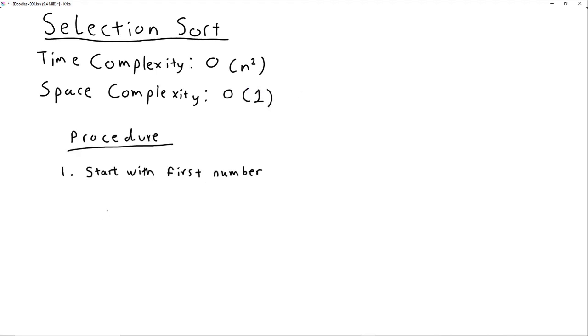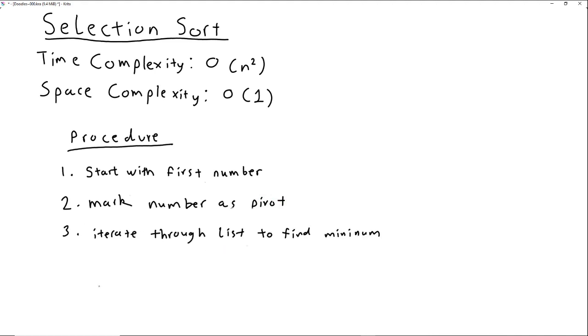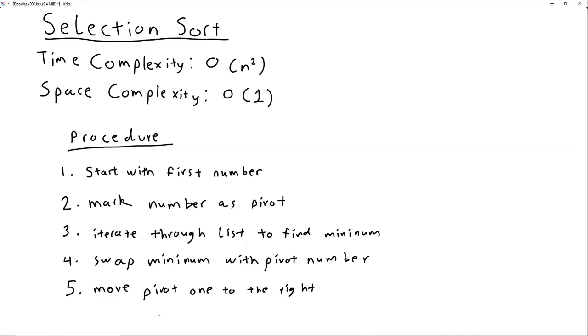Okay, so the procedure for selection sort is first, we're going to start with the first number. Second, you're going to mark this number as the pivot. Third, you will iterate through the list to find the minimum number. Fourth, you are going to swap the minimum number with the pivot number. Note that the pivot position is still going to stay in the same spot. Fifth, you're going to move the pivot one to the right or to the next position down the list. And lastly, you're going to repeat these steps until the list has been sorted.